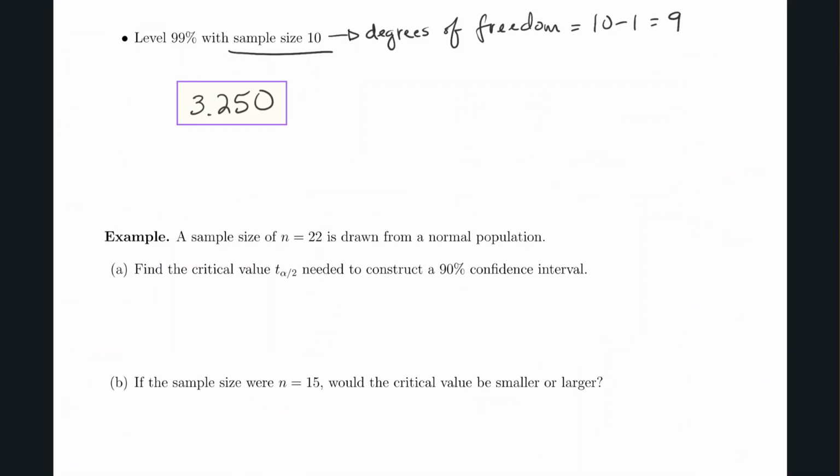So in our next example, it says a sample size of 22 is drawn from a normal population. Find the critical value, t subscript alpha over 2. So this tells us we use our new chart. Needed to construct a 90% confidence interval. So think, what would your degrees of freedom be here?